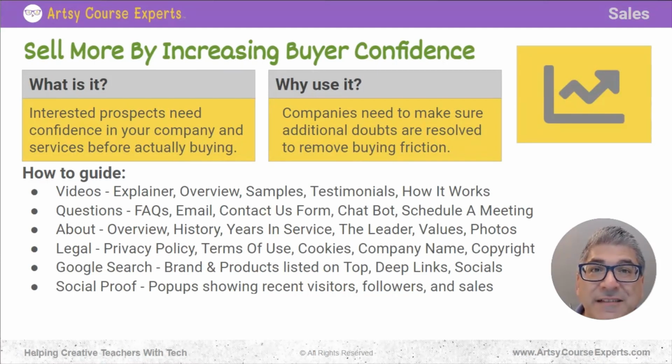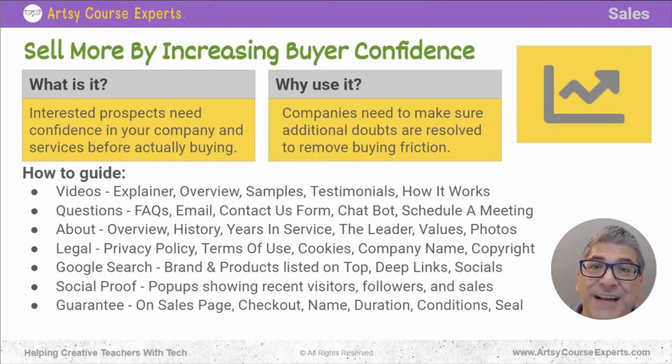Next up is the guarantee. So you might have a guarantee on some of the sales pages, but you should also potentially have a guarantee on the checkout, right? So right there, when they're about to put their credit card information, you can have a guarantee. What is the name of your guarantee? Is it just guarantee, or is it happy student guarantee, or designer training guarantee, or something like that? And some of the little details in your guarantee.